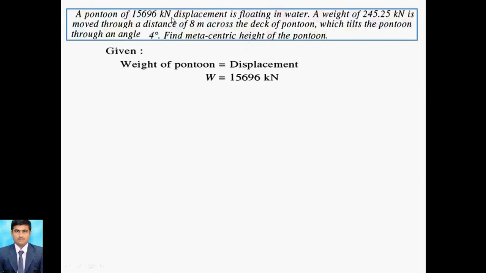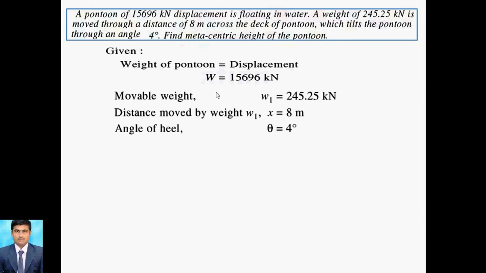So first of all, we take the weight of the pontoon, that is capital W, because it is connected with the whole weight. That is why we take 15,696, the weight of the pontoon. Next, the movable weight, that is small W1. It is moved to the right side or left side according to the deflection, and it is given as 245.25 kilonewton. The distance x is given as 8 meter, and theta is given as 4 degree.